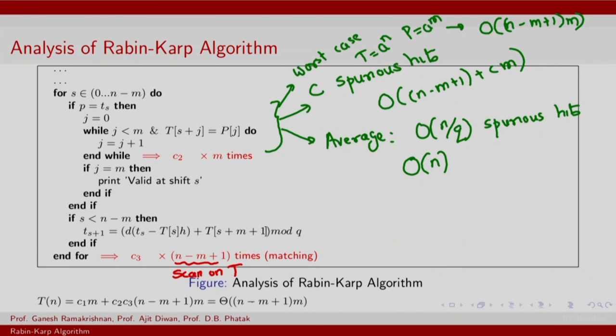What we see here below is the worst case running time. And this is illustrated through the example of T being a sequence of n a's and P being a sequence of m a's. That is when we incur n minus m plus 1 spurious hits. Thank you.